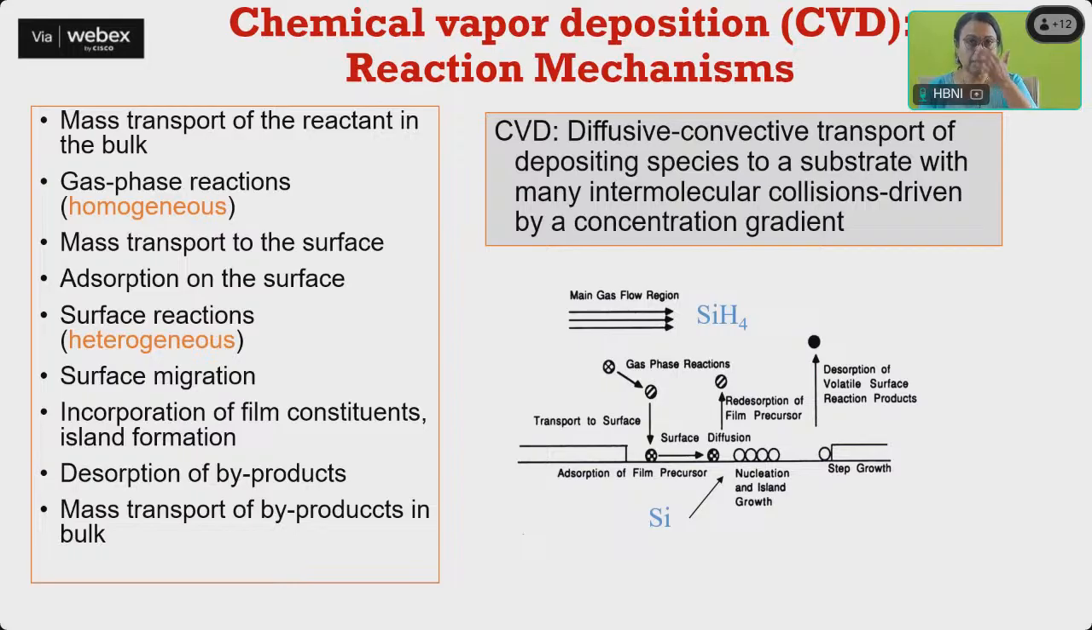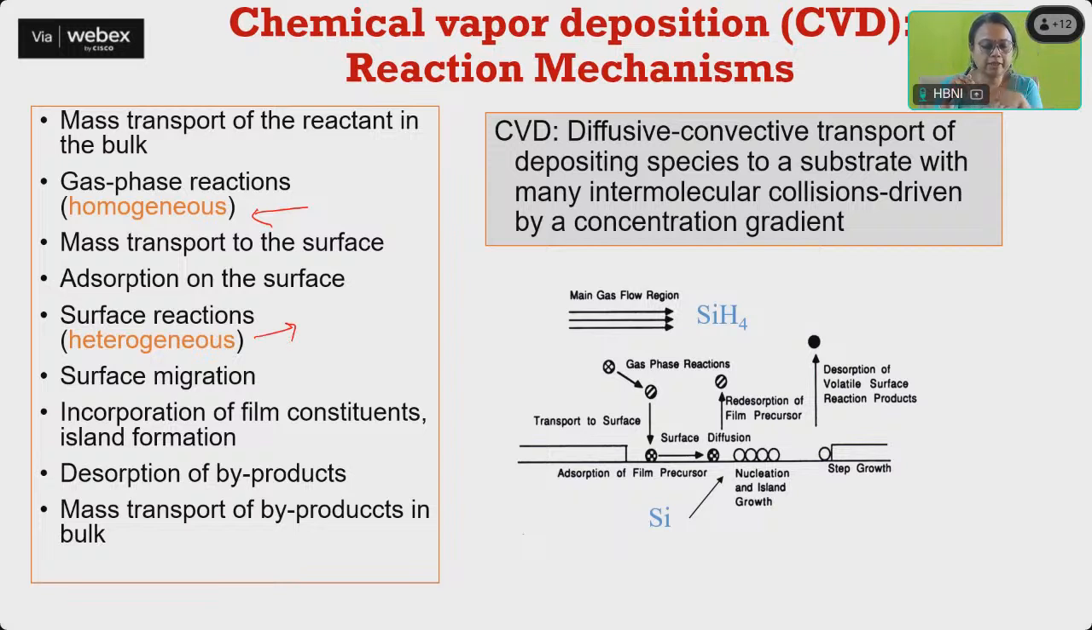Now coming to chemical vapor deposition. As the name suggests, there will be some chemistry involved. Here there is mass transport of the reactants in the bulk. So we are transporting some reactants. It can be in gas phase, and there can be a reaction. The reaction can happen in the gas phase, a chemical reaction, or it can happen on the substrate after coming.